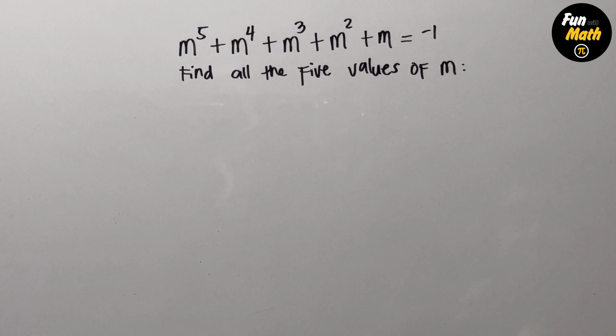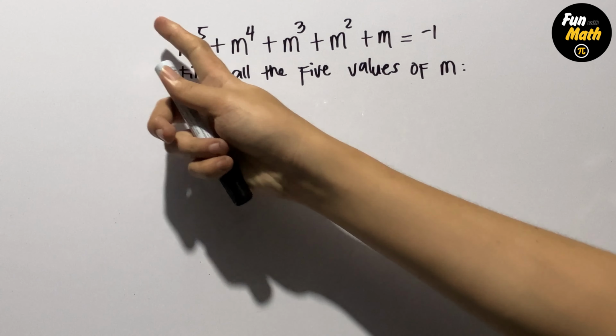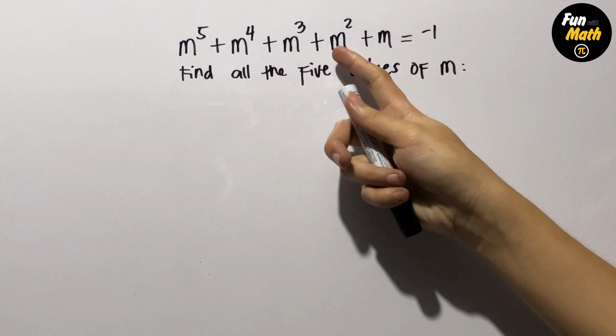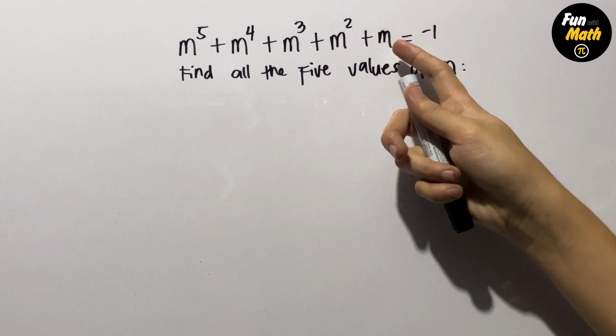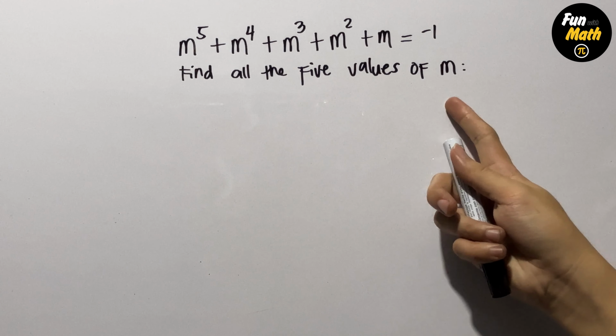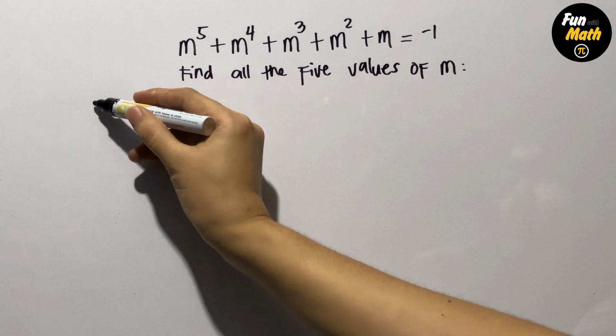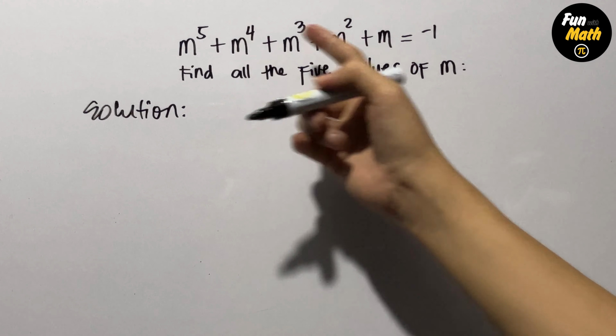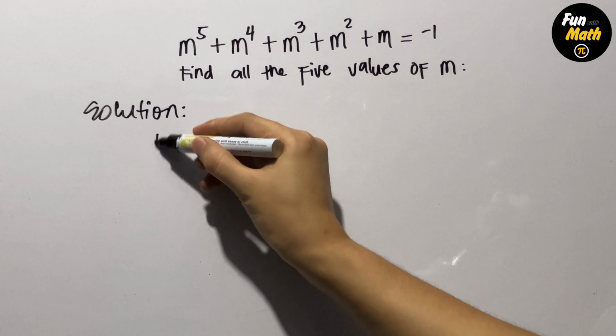Here's another problem. m to the power of 5 plus m to the power of 4 plus m to the power of 3 plus m squared plus m is equal to -1. Find all the 5 values of m. So here's the solution. First, let's bring down the given equation.